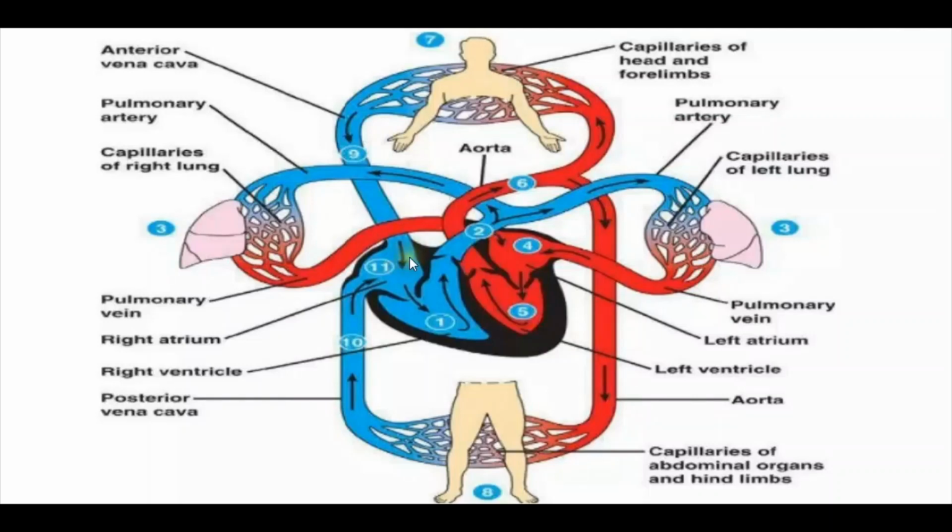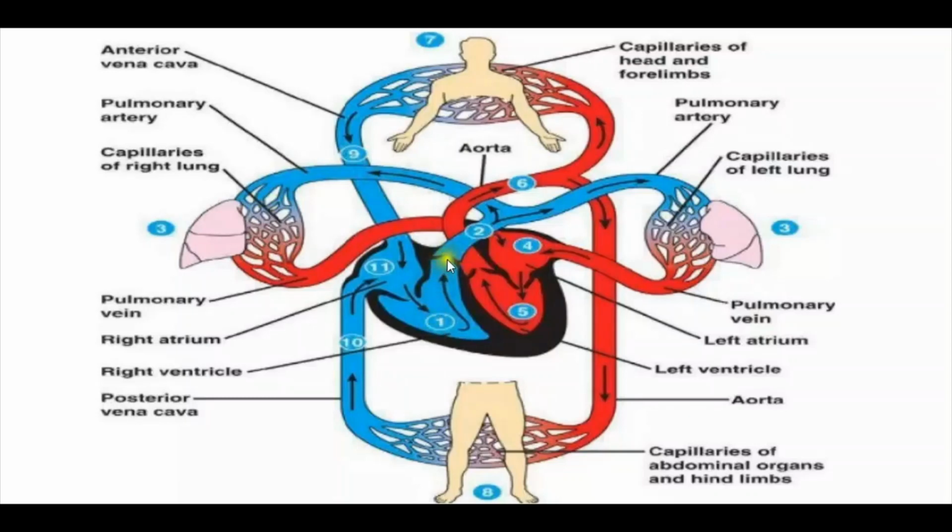So this pulmonary circulation starts from the right ventricle. This is the right ventricle. So the first one starts from the left ventricle, and the second one, pulmonary circulation, starts from the right ventricle. From the right ventricle, the pulmonary artery arises. This is the pulmonary artery. This pulmonary artery arises from the right ventricle and reaches the lungs with the deoxygenated blood.